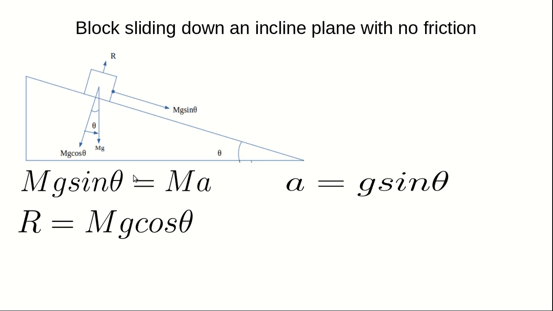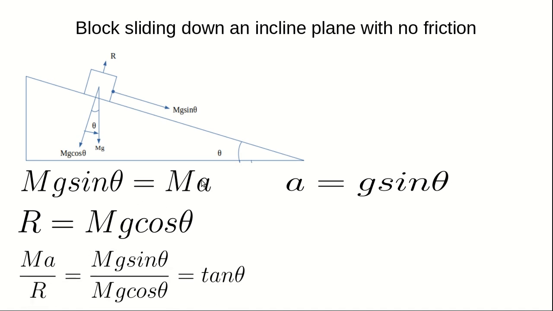Now if you compare this equation with this equation, we can divide one by the other, which gives ma over R equals mg sin theta over mg cos theta, and that gives us tan theta. mg cancels mg, and finally we have tan theta equal to ma over R, where R here is the reaction. So depending on what you are asked to find, once you know all the parts that are given, you can always find the unknown with this equation and this equation, right?